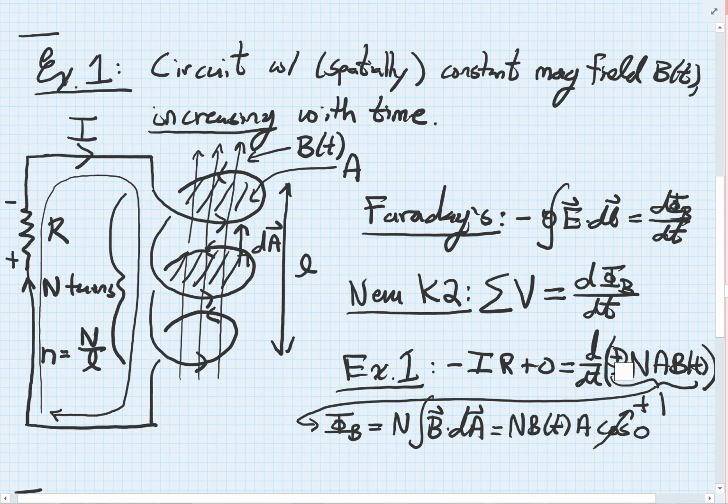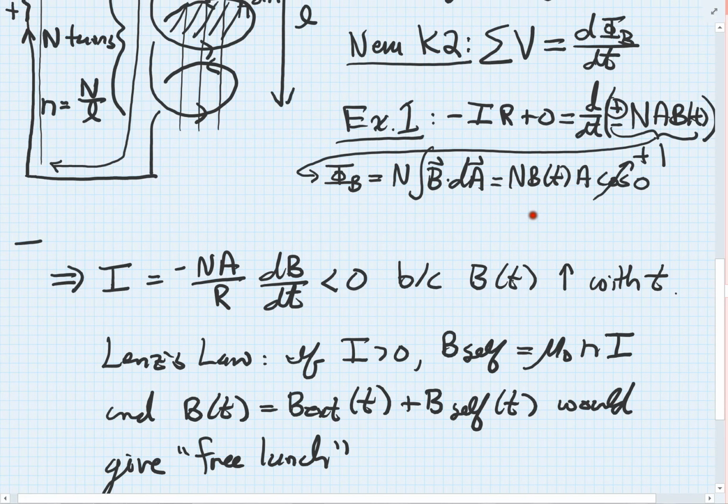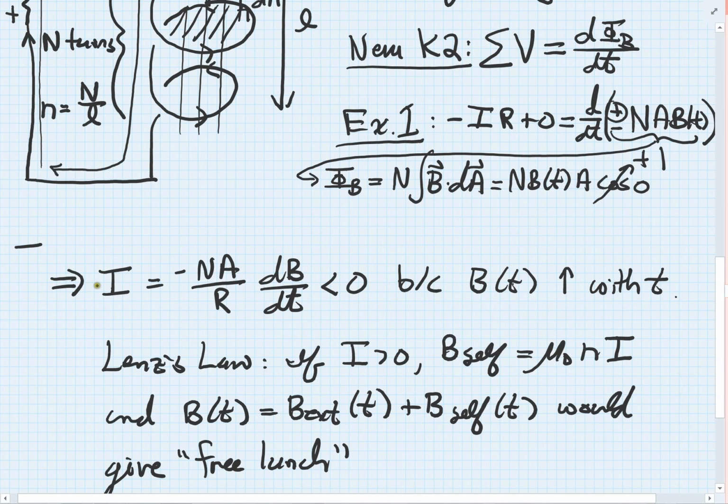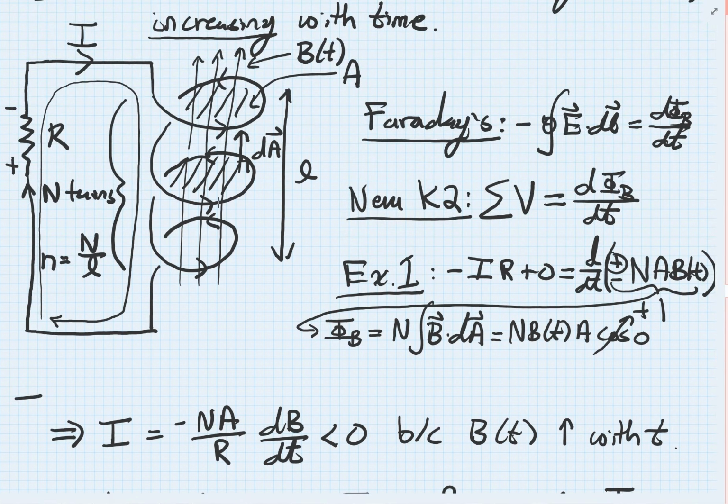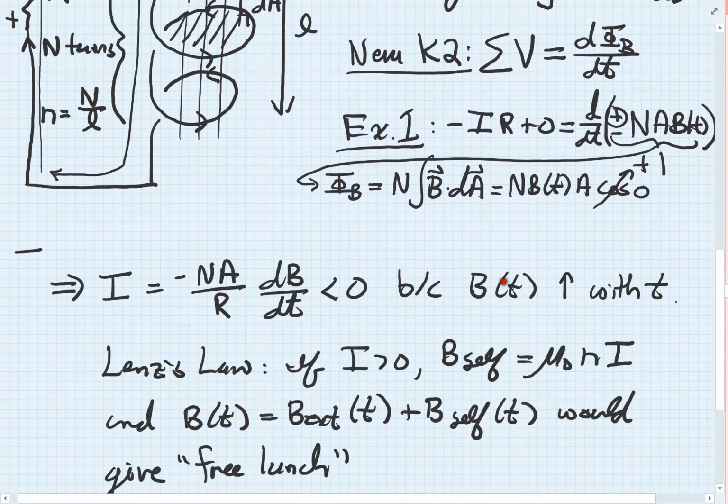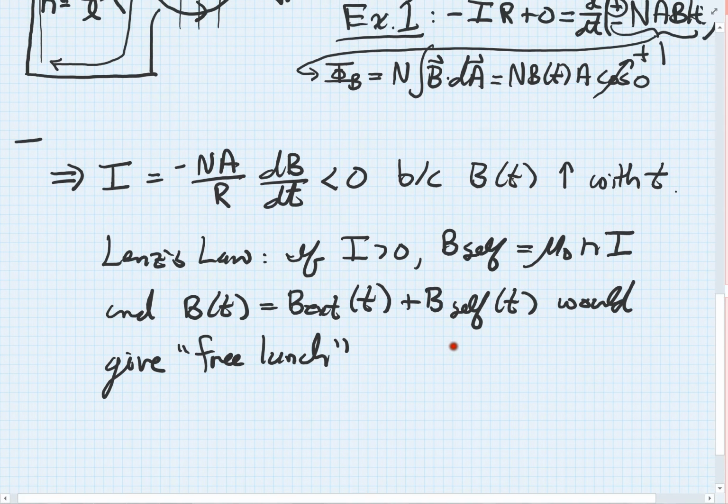Next, after understanding the basic structure of the equations governing this circuit, we actually solved for the current. When we do that, we noticed that the current comes out with a negative sign if the magnetic field, as we stated in the problem, is increasing with time. That simply means that the current actually has to flow in the opposite direction. That is completely consistent with Lenz's law.